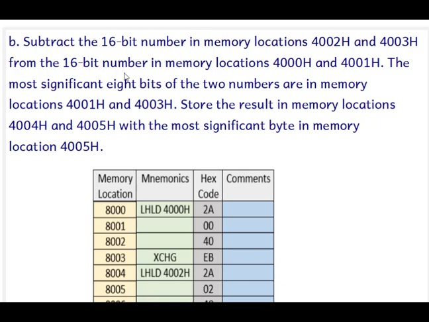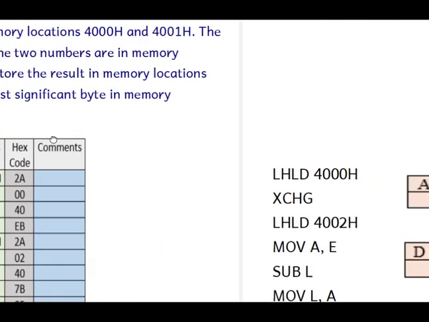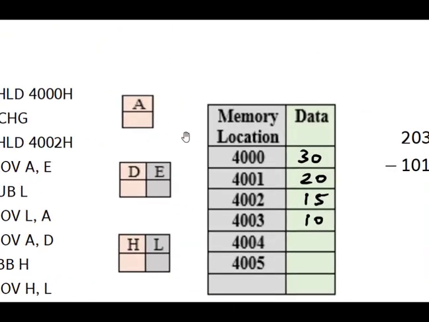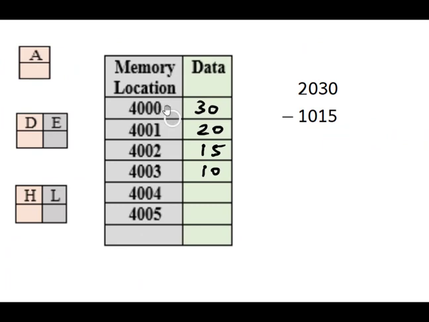So we are given 16-bit numbers and we have to subtract them, and those numbers are in memory locations. First of all, we understand what we have to do. So this is what I've done. See, this is what we are given. We have to subtract the numbers. I've taken an example, because unless we take some example, we can't understand.